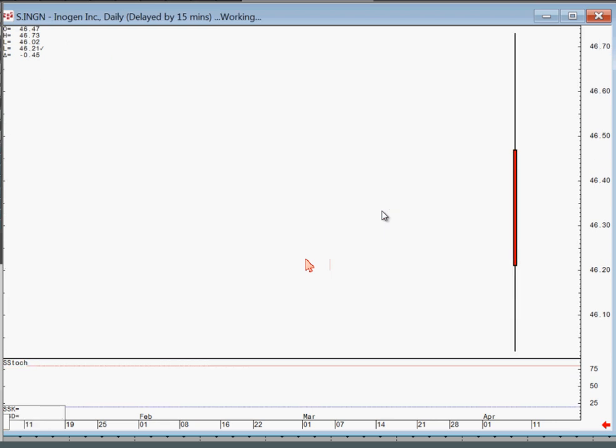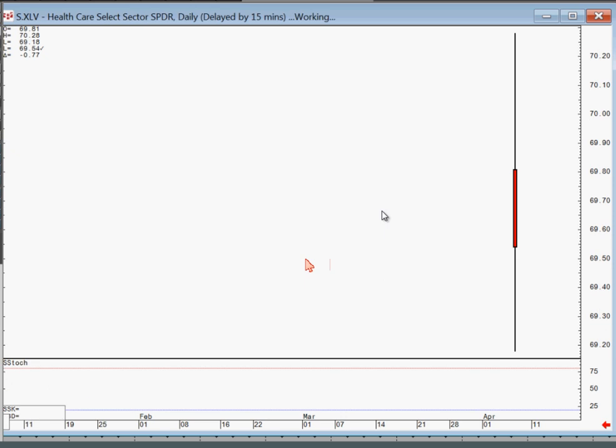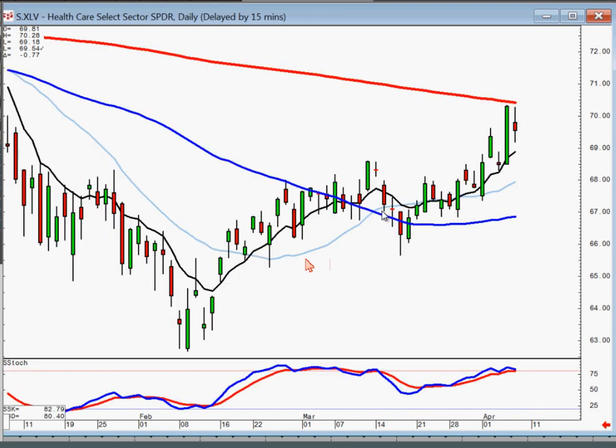INGN. You can stay long, but the same scenario. If it opens lower, you close out the position. You're in the overbought condition, and you're seeing a candlestick sell signal. XLV, also a bearish harami as you're climbing up toward the 200. It's going to move in the direction of how they open this one tomorrow.